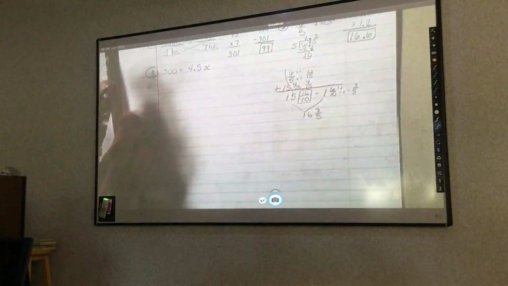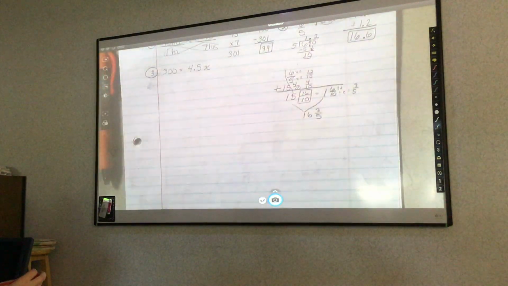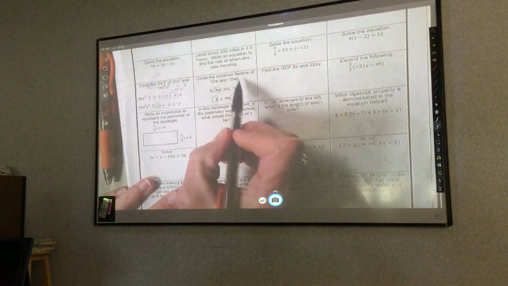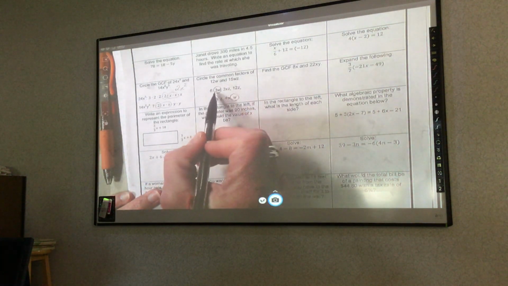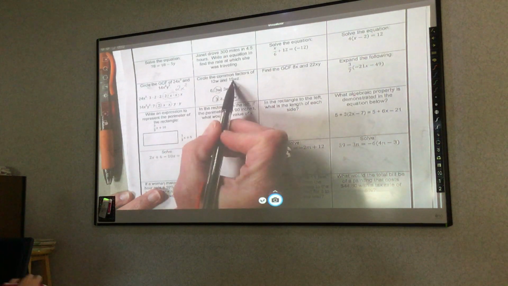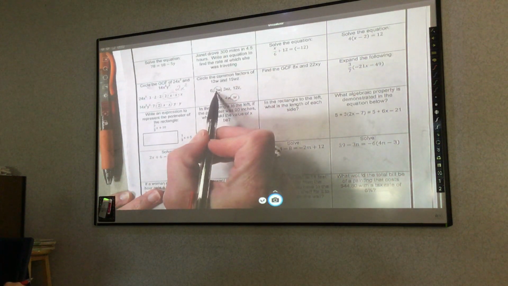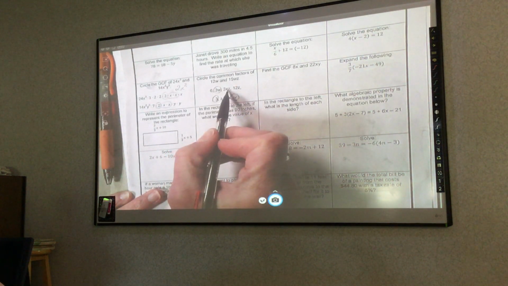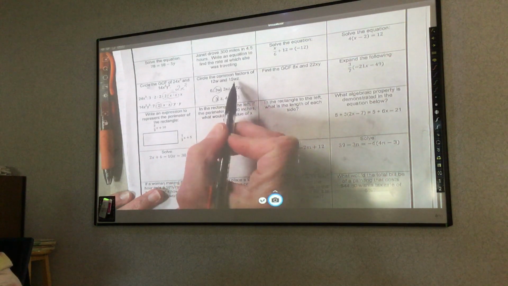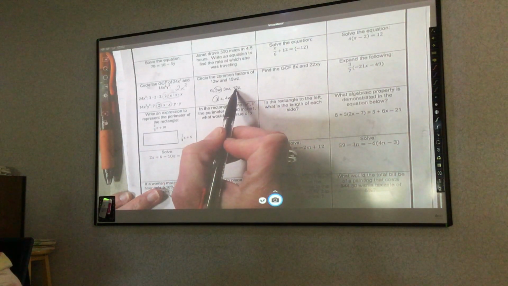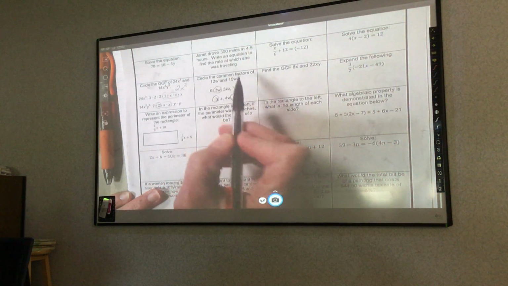Number 4, finding the common factors of 12W and 15WZ. 6 does not work because 15 cannot be divided by 6. 3W works. 3XZ does not work because nothing has an X. 12Z does not work because 15 cannot be divided by 12. 3 works for both of them.